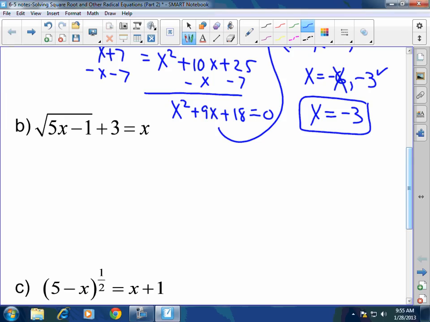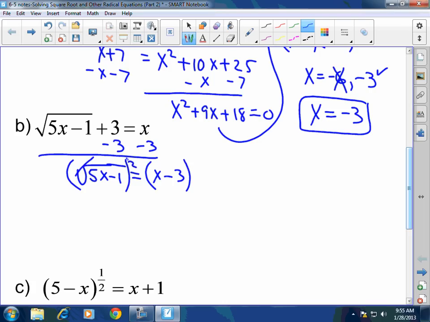Okay, next, let's go ahead and get that square root alone. So I'm going to subtract 3 from both sides. And I've got the square root of 5x minus 1 equals x minus 3. Square both sides to get rid of that radical. 5x minus 1 equals, remember, this is x minus 3 times x minus 3, so it's x squared minus 6x plus 9. If you want to do it the long way, you can. It's just going to take you a little bit longer, that's all.